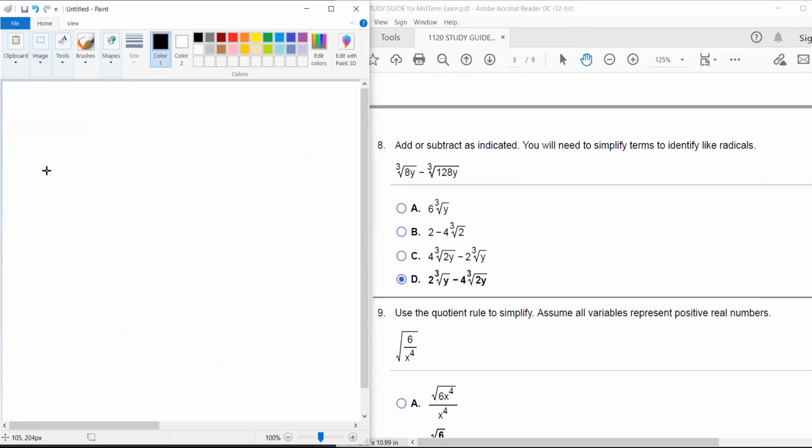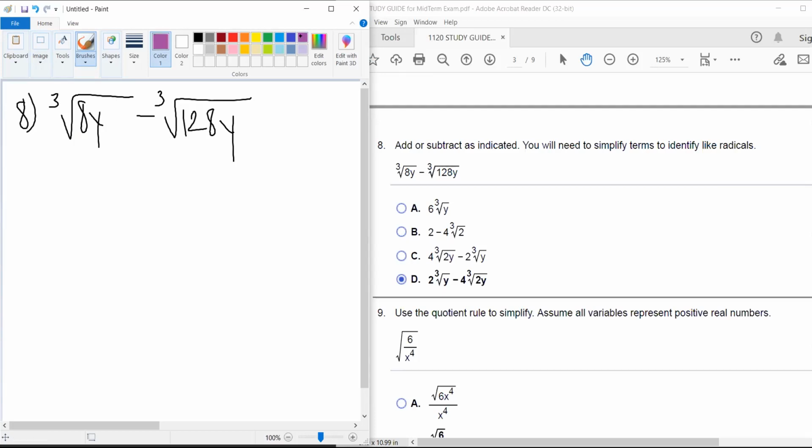Question 8, subtract and simplify terms if needed. So we have the cube root of 8y minus the cube root of 128y. Now the cube root in the first radical, the cube root of 8 is a perfect cube root. 2 times 2 times 2 is the common base. So we can pull a 2 on the outside of our radical, and y stays inside the radical.